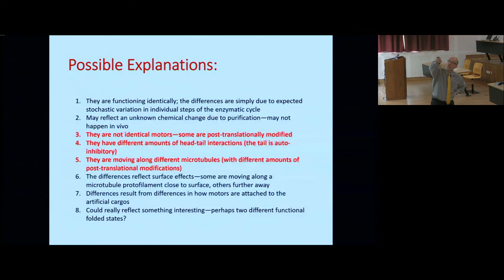Okay, so we did this. It does happen in vivo. Now we're going to address a number of these together. So we're going to look at motors that are made in E. coli. So they are presumably not post-translationally modified, because kinesin is not normally made in E. coli.